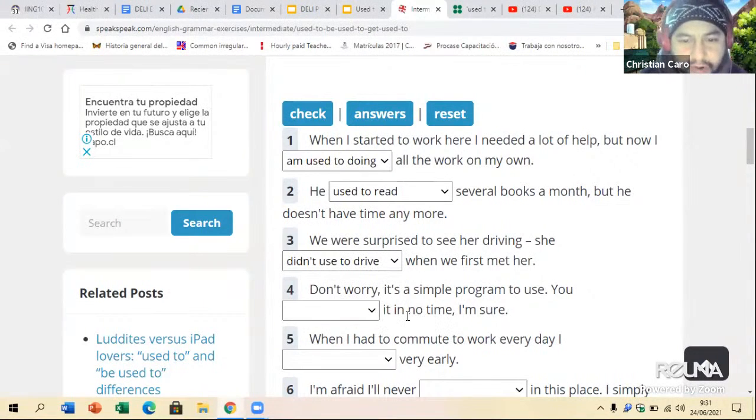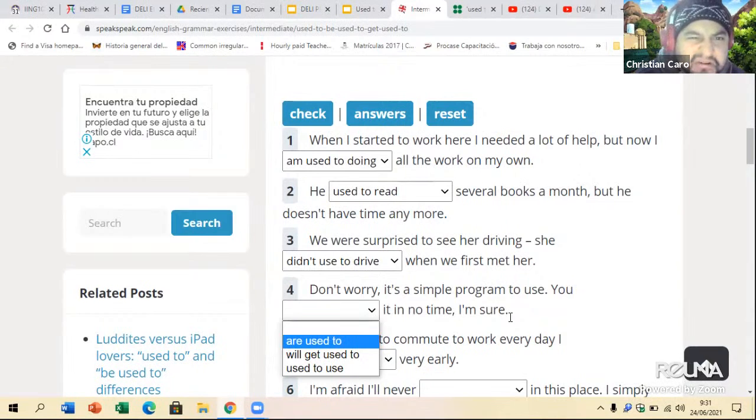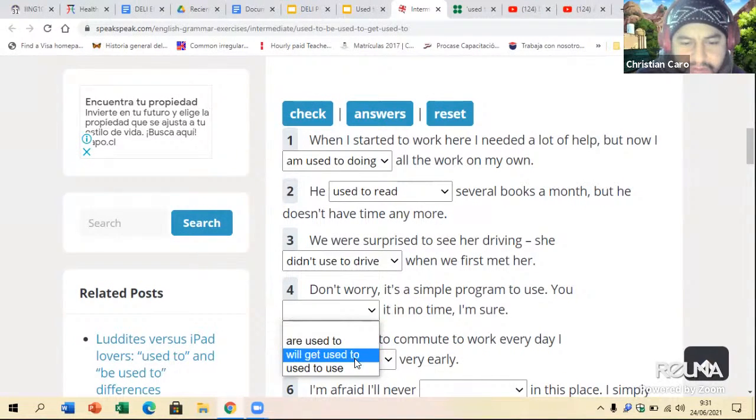4. Don't worry. It's a simple program to use. You are used to, you will get used to, you used to use it in no time, I'm sure. Como, no te preocupes, hice facilito.